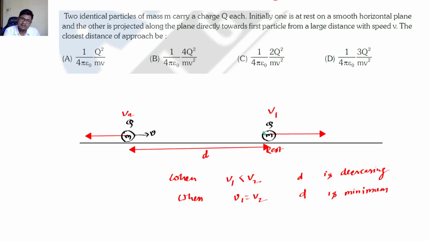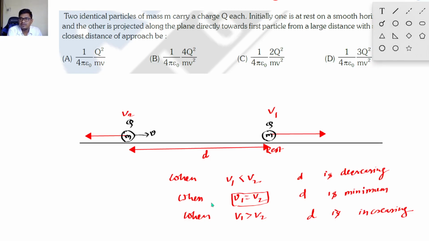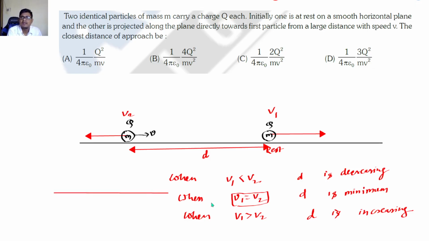And again, when v1 becomes greater than v2, then the distance between them will start to increase. So when v1 becomes greater than v2, d is increasing. So at the point of closest approach, I will say that v1 is equal to v2. Let me redraw the figure here. At the point of closest distance, you will find that they are moving with the same speed. That we can also say using conservation of momentum, we will conserve the momentum to find v1 and v2 here.